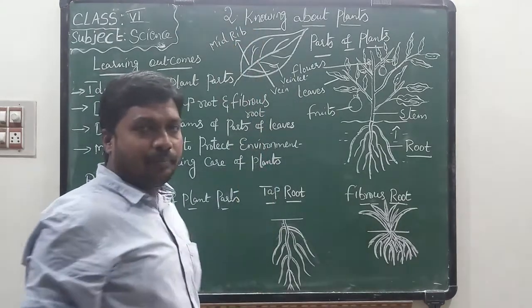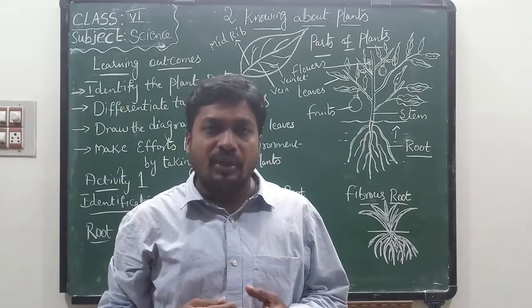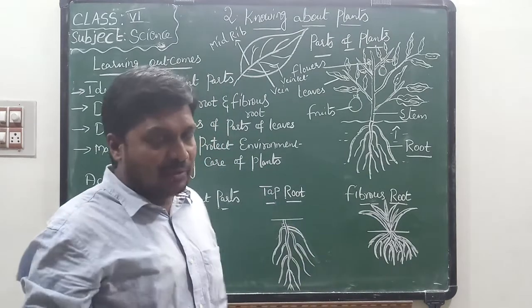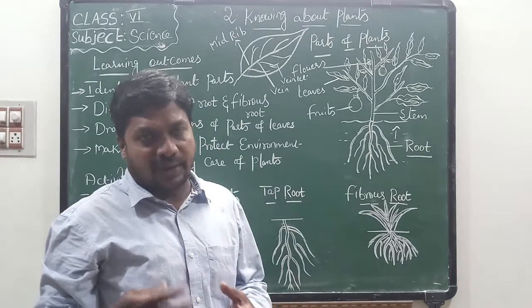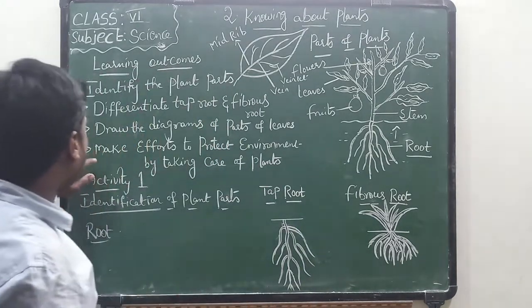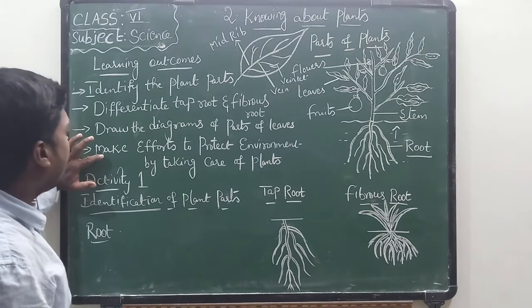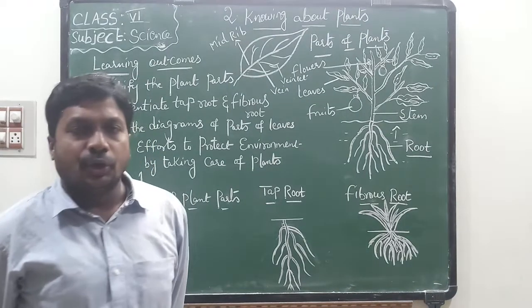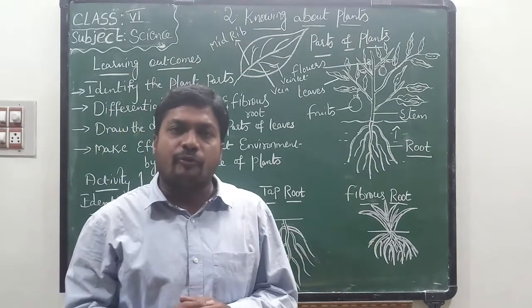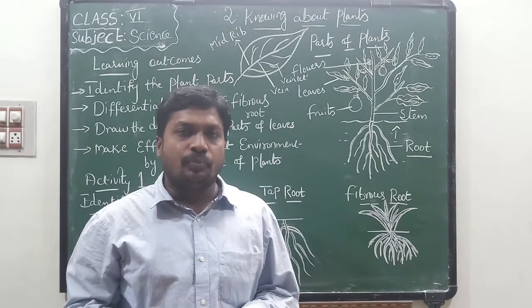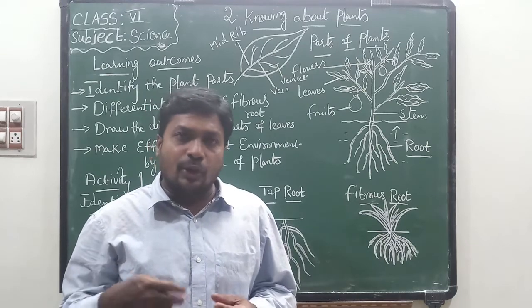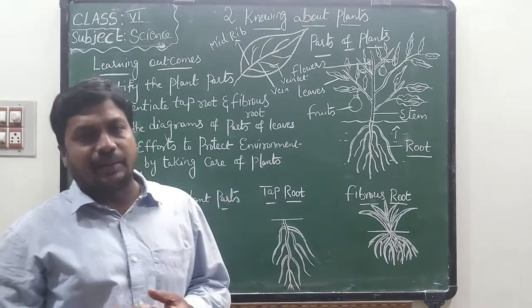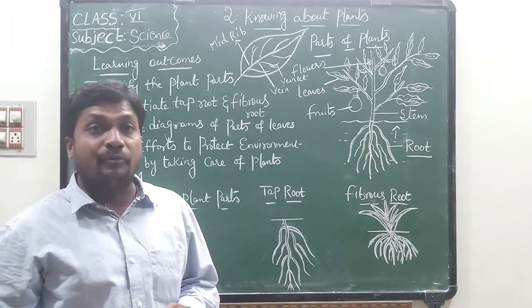Do you know, children? Different leaves have different shapes. I will explain about the structure of leaves in the next class. And we have to make efforts to protect the environment by taking care of plants. Plants are very essential to human beings. They give fruits, vegetables, and they also keep the environment cool.